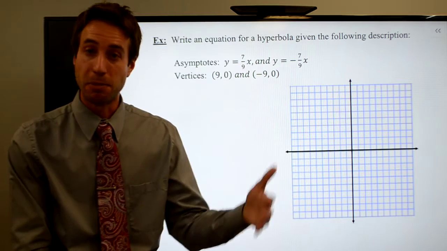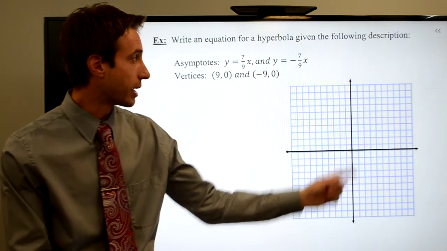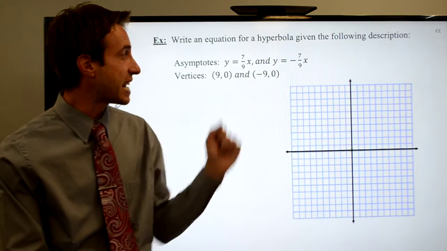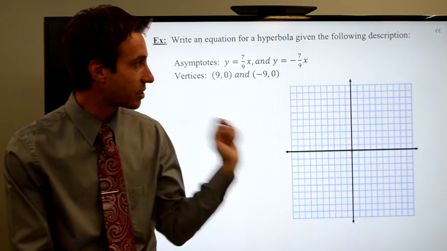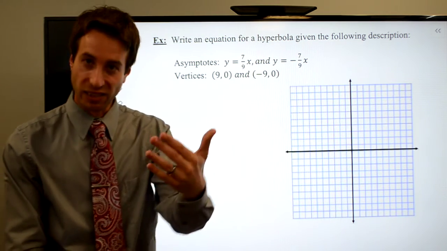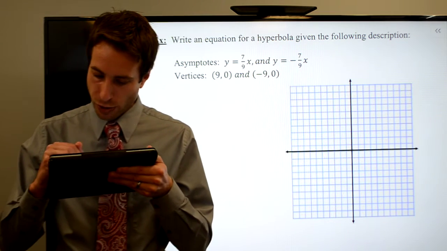In this case, b is 0, so you run right through the origin right there. The slope is 7/9, that's up 7 over 9. This one's negative 7/9, so down 7 and over 9. Let's start by graphing those asymptotes. All right, so I'm going to go through 0.